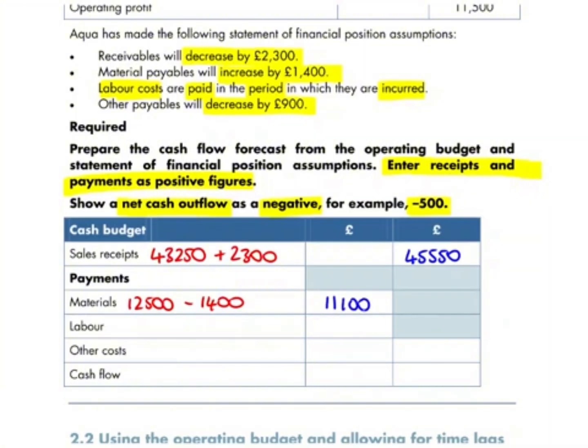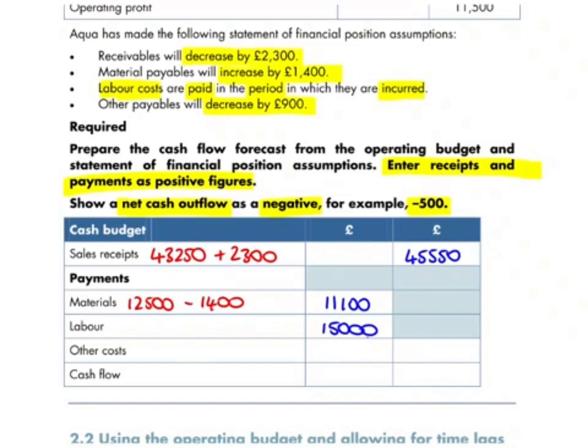Labour is the easiest one to deal with because labour is going to be paid in the period in which it's incurred. On our operating budget, our labour cost is £15,000, and because we're going to pay that within the period, it's not going to be a different cash outflow. So our labour cash outflow is £15,000.